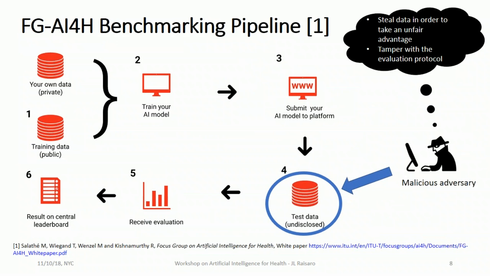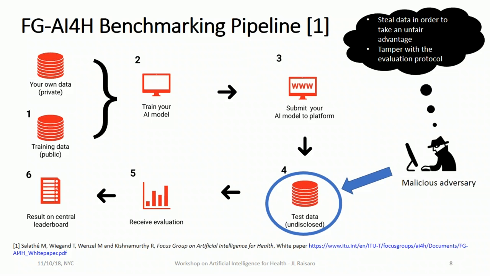Okay, so jumping back to the benchmarking pipeline that was initially proposed by the first white paper of this focus group, it turns out that this test data set has to be protected and the whole system has to be transparent and secure, otherwise people will never believe in the whole thing. So the goal is really: how do we guarantee that every operation that is performed to evaluate any AI model that is submitted for benchmarking has been done in a correct way, and how do we guarantee that the test data is really undisclosed?